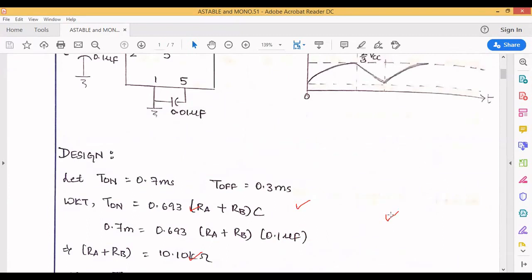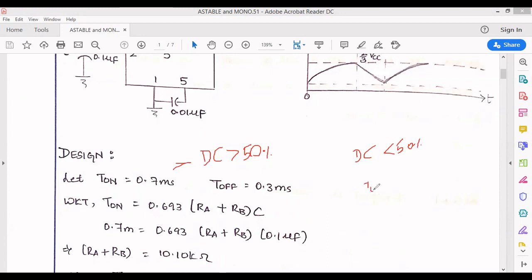You have to take T on less than T off. This condition is for duty cycle greater than 50%. Suppose in the examination, the examiner may ask you to design the values for duty cycle less than 50%. When they ask duty cycle less than 50%, you just take T on as 0.6, or they may tell you to take T on as some other value.